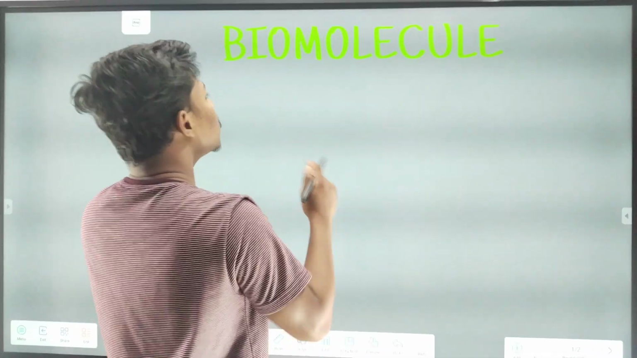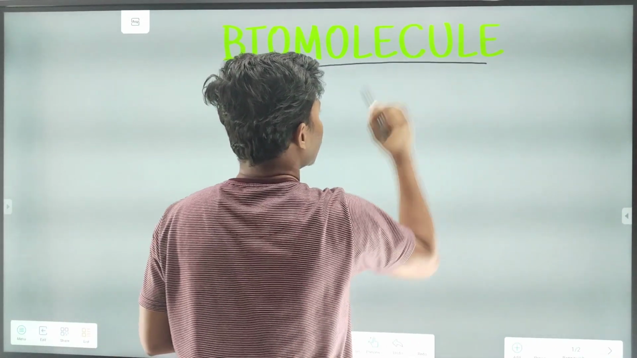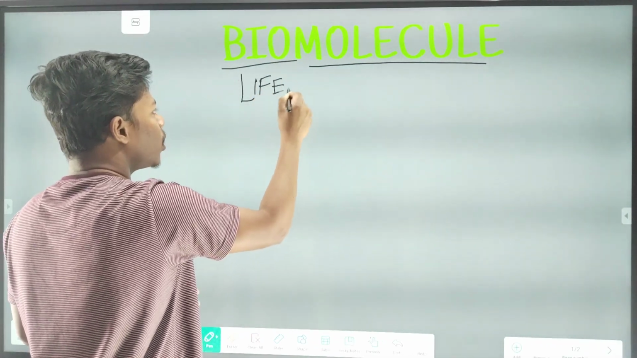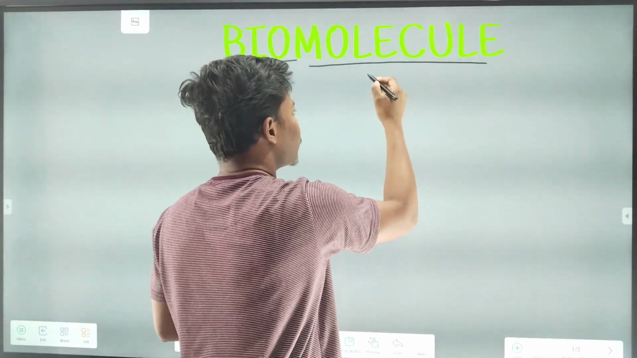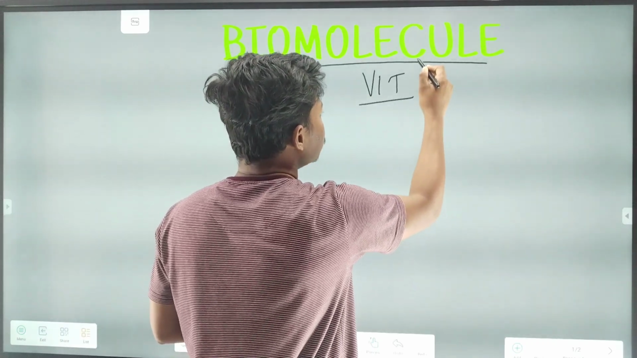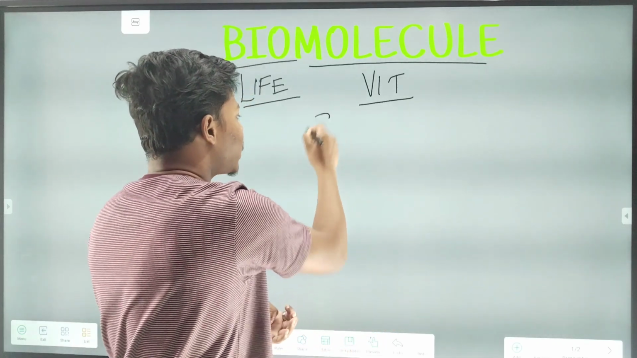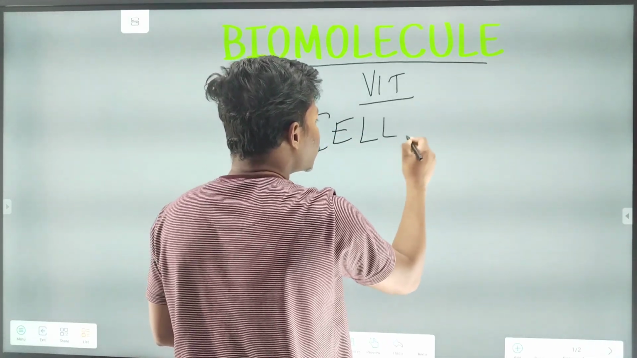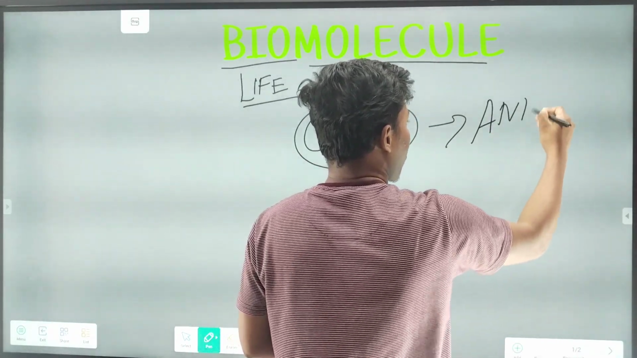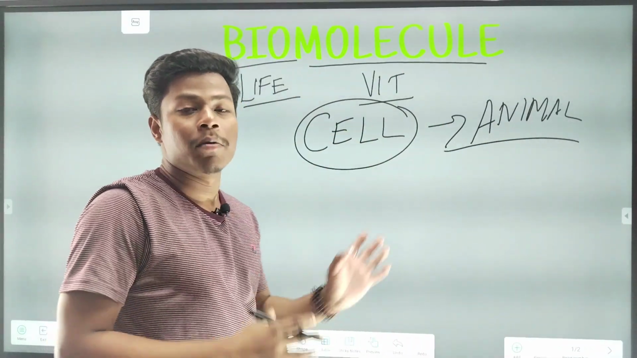If we divide the word into two parts, one is bio and one is molecule. Bio means life, and molecule means the molecules, say for example your vitamins. So life molecules which are present in a living cell or in a living animal will come under the biomolecule part.